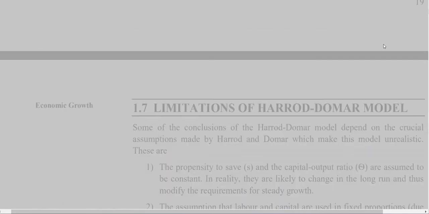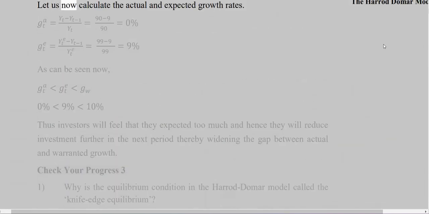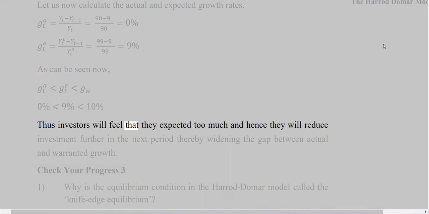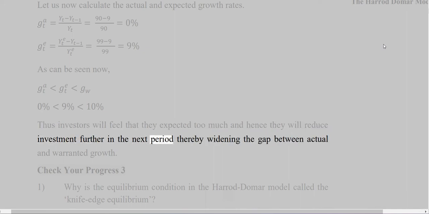Let us now calculate the actual and expected growth rates. 9%. As can be seen now, 9% is less than 10%, thus investors will feel that they expected too much and hence they will reduce investment further in the next period, thereby widening the gap between actual and warranted growth.